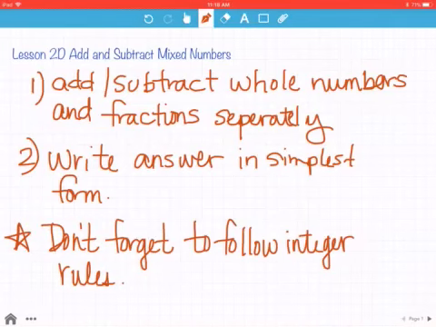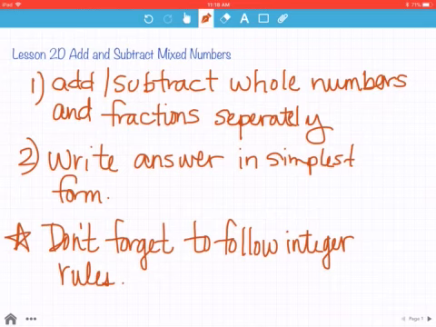Today for lesson 2D, we're going to add and subtract mixed numbers. So first, remember that a mixed number is a whole number and a fraction combined together. The steps for adding and subtracting mixed numbers are to add or subtract the whole numbers and the fractions separately, and then combine them back together and make sure your answer is in simplest form.